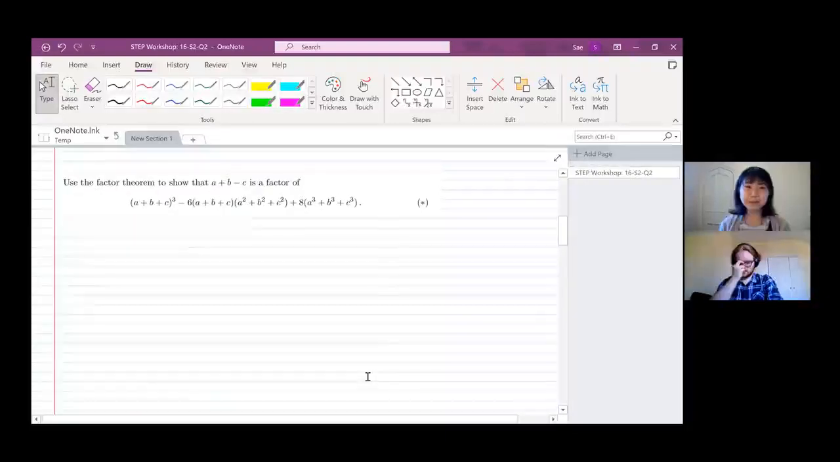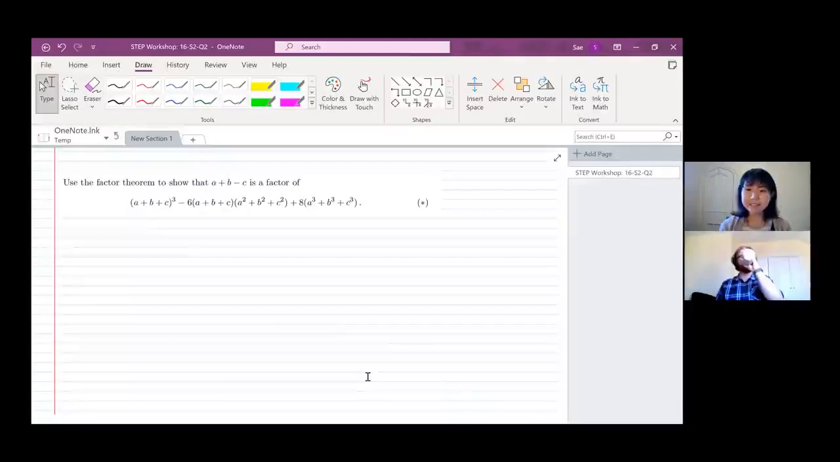Okay, so now we want to use this to show that a plus b minus c is a factor of star. But the factor theorem is about polynomials, and this looks a bit nasty at the moment. It doesn't really look like a polynomial. So who has any ideas on how to relate this to polynomials? I guess it might be a bit long to write in the chat, so we'll give it a second.